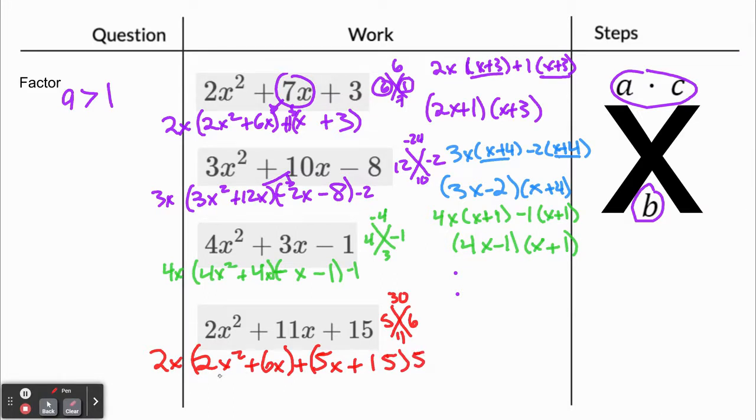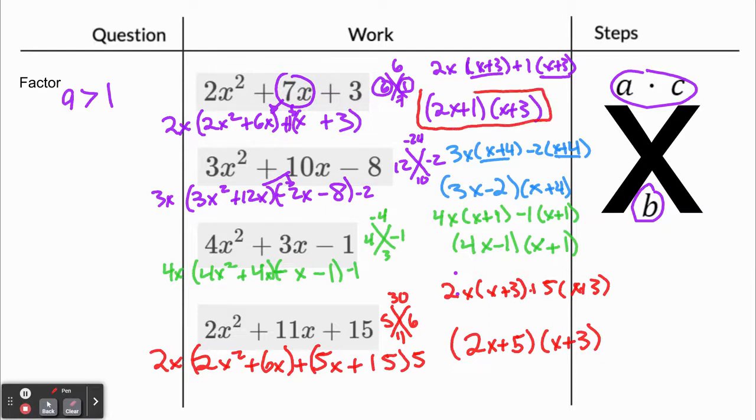And what I get left over is 2x times x plus 3 plus 5 times x plus 3. Because they're the same, that's good. We can factor it out, and I get 2x plus 5 times x plus 3. So there are all the factored forms of these original equations here using factoring by grouping after we break up our b value.